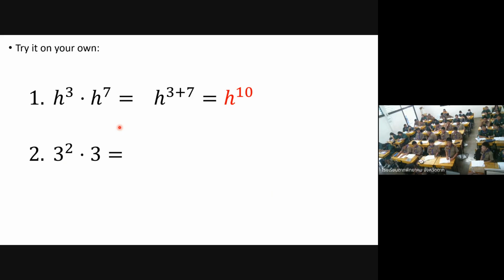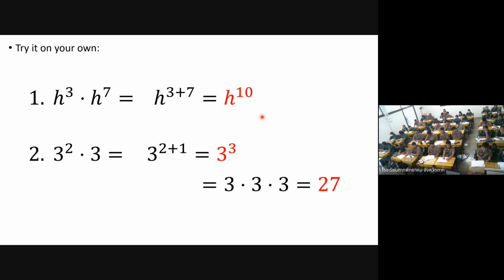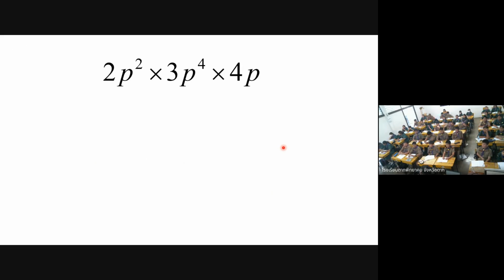What's the answer? 3 to the power of 2 times 3. What's the answer? 3 to the power of 3. Again, if this is 3, that's equal to 3 to the power of 1. And since they have the same base, you're going to copy it. So you're going to have 2 plus 1, which is equal to 3 to the power of 3. Actually, 3 to the power of 3 is 27. But then you can just answer 3 to the power of 3. Do you understand? Okay, how about this one?